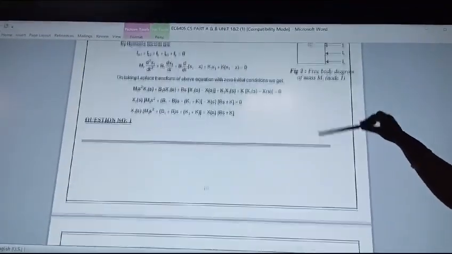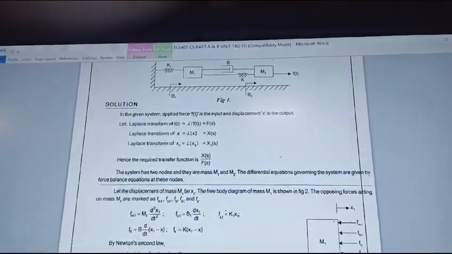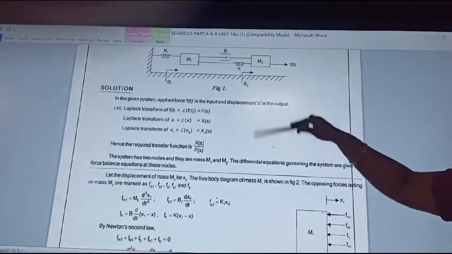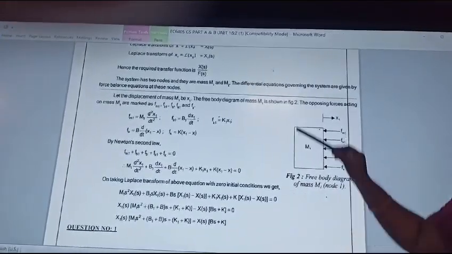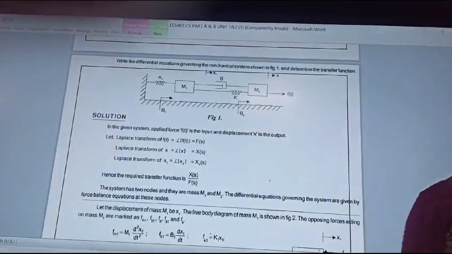Always, for a given problem, you must see how many masses are given. For that, you should draw the free body diagram and proceed to write the force balance equations. Then simplify for whatever transfer function they are asking, and you should find the answer. That's all. Thank you.